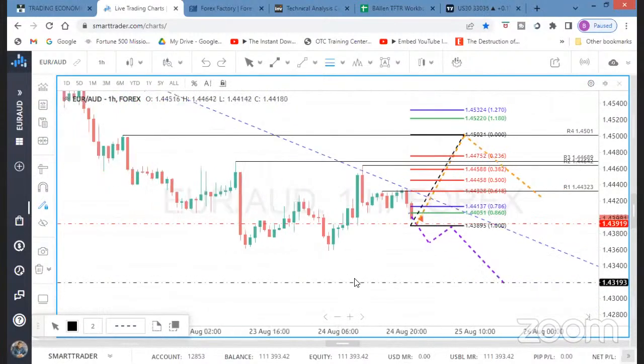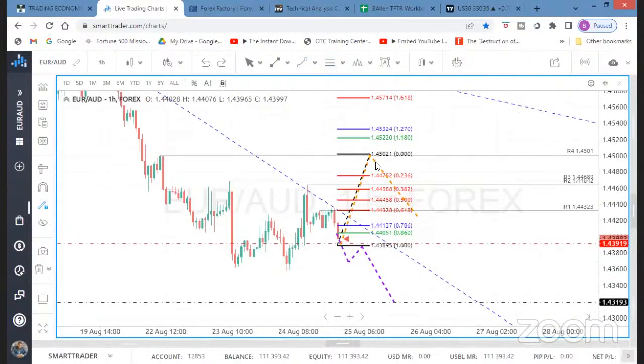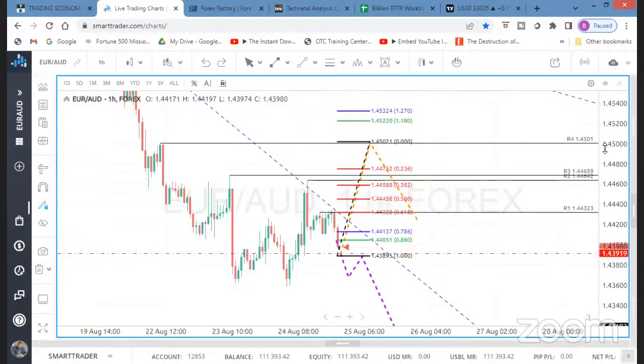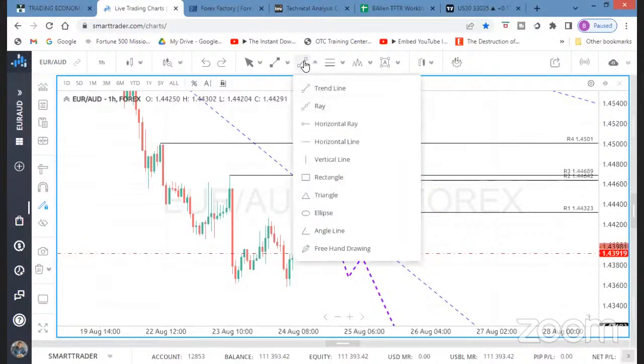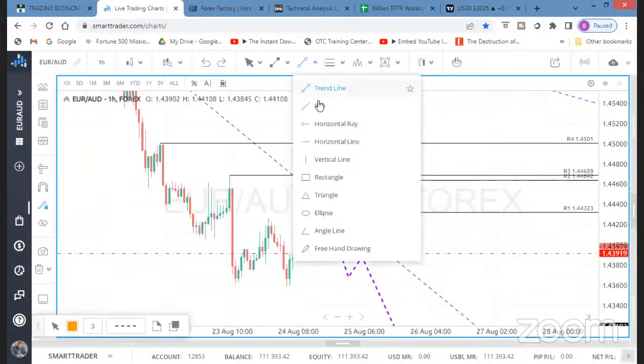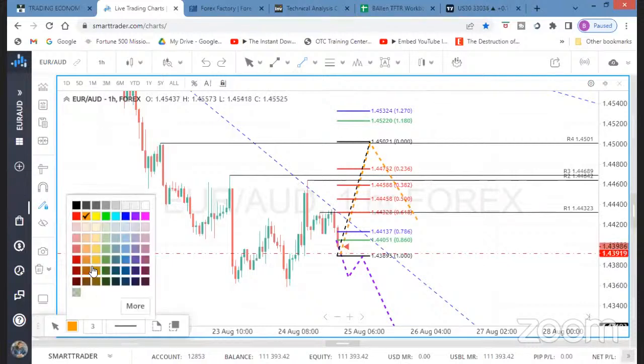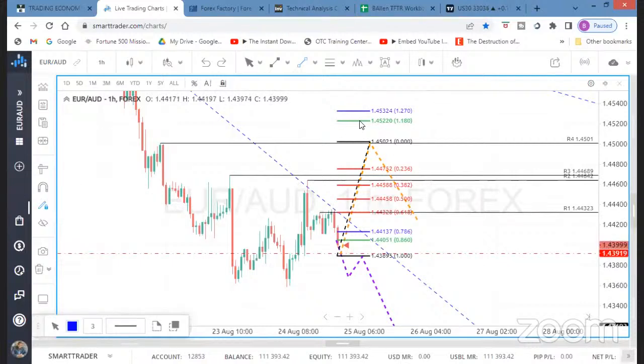But even at that point, if you want extra confirmation, if you're using a cloud, it might be a cloud break. Then once we get that impulse move up and that pullback to retest some levels, you could draw an additional trend line like this. Just be patient. Draw a trend line like that.